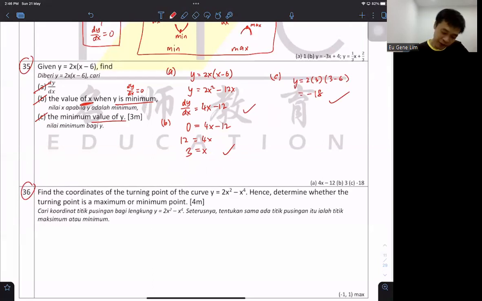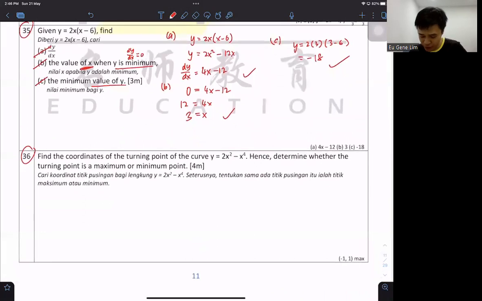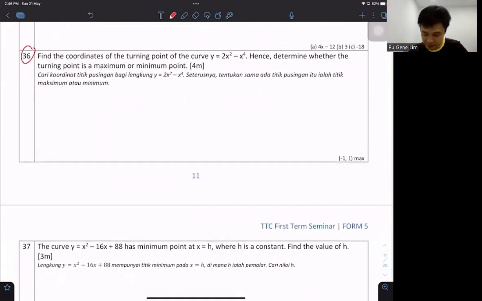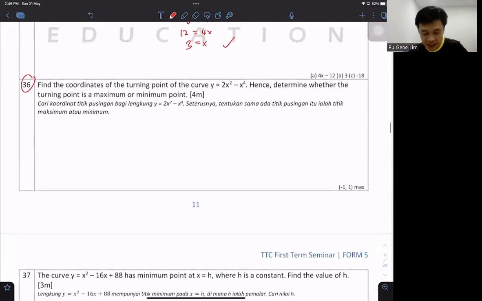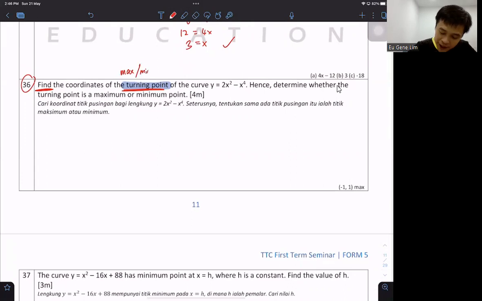Okay, let's continue. This one quite easy. We try to do other questions, like 36. Find the coordinate of the turning point. Something new. What is turning point? Remember, turning point is maximum or minimum point. Just have to remember, it's just a name. Turning point is maximum or minimum point.